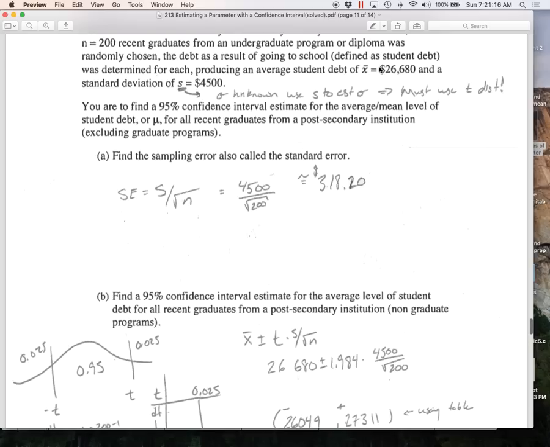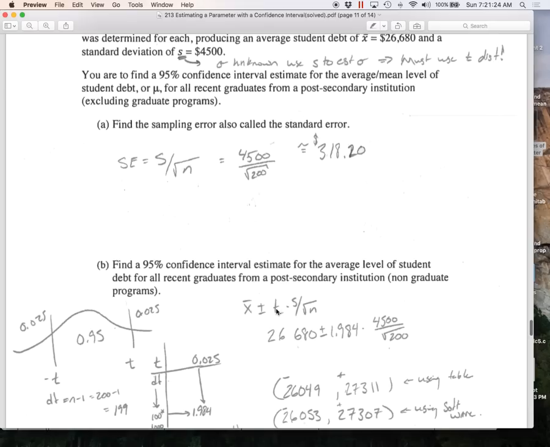It's given to me in the question right here. I know what S is. It's given to me right there. I know what N is. It's given to me right there. What I don't know is T.